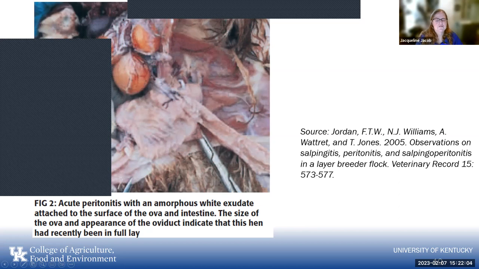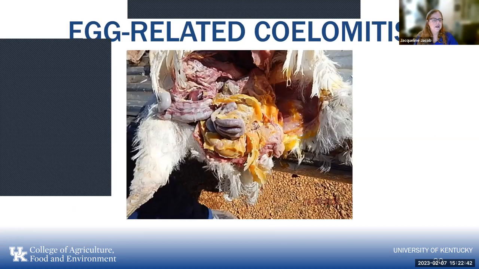This is from a research paper, and it looks at what they're still calling acute peritonitis with the white exudate attached to the surface of the ova and the intestine. Remember, this is in the body cavity or the coelomic cavity. And since the yolk or ova, as they say here, and the full size of the oviduct indicates that the hen was laying, but the yolks weren't necessarily getting into the oviduct. This is what happens when the yolk material becomes infected. The infection is going to end up killing the birds.